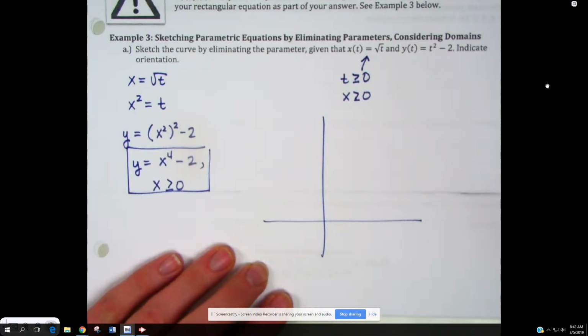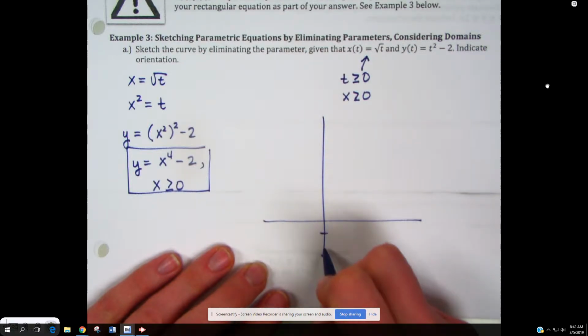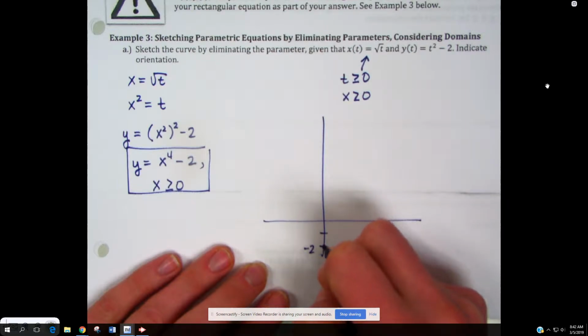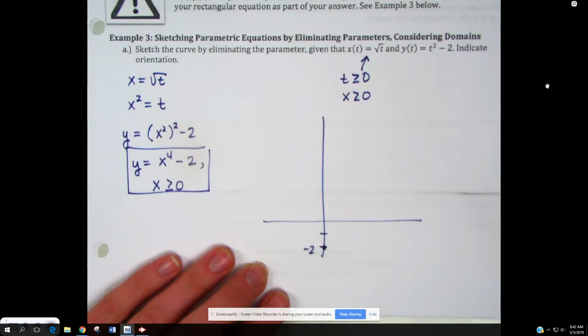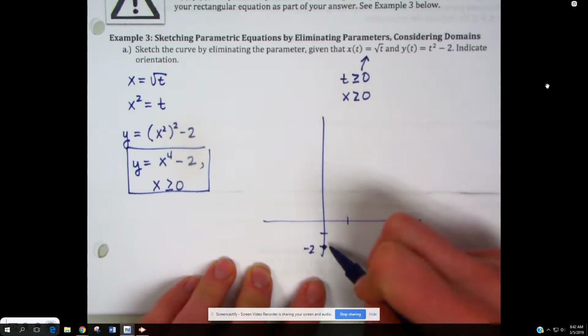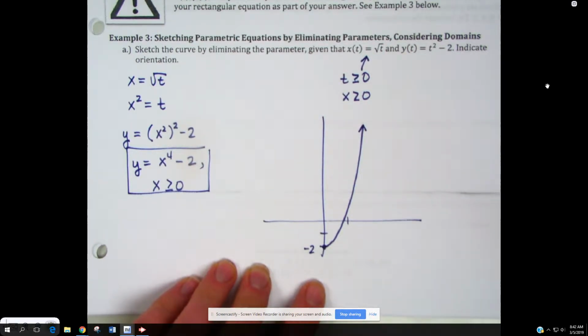I know that this looks kind of like a parabola, right? It's x to the 4th. It's shifted down 2 units. And so I would have something like this, right? I would have less than 1, because it'd be like the 4th root of 2. And it comes up, and I can only choose positive values. So it would be sort of half of that parabola type shape.